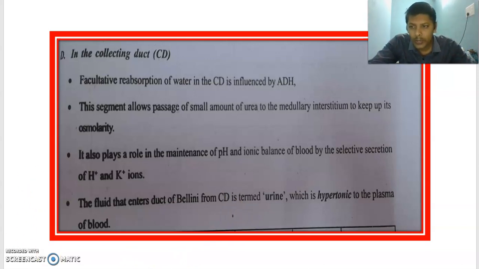That's it for this video. In the next video, I will compare all four parts: the descending limb, ascending limb, DCT and collecting duct, what is reabsorbed, what is secreted, and where these parts are located.